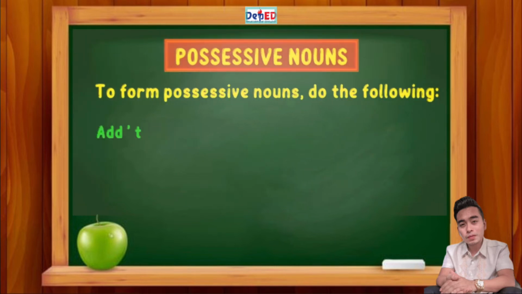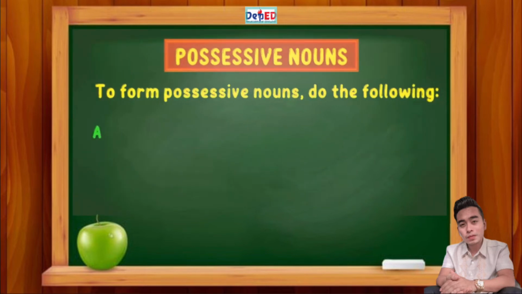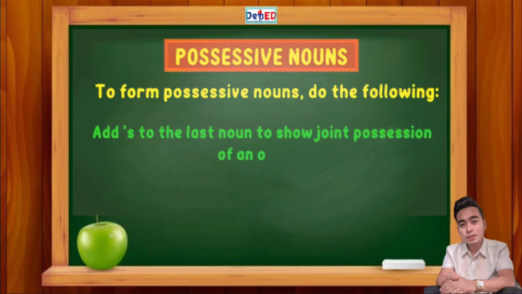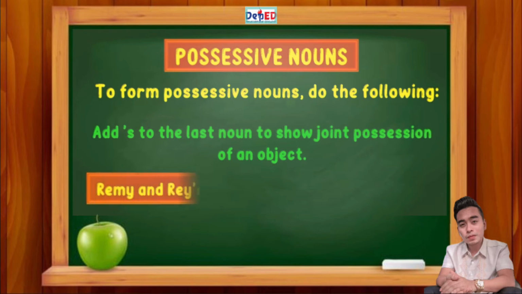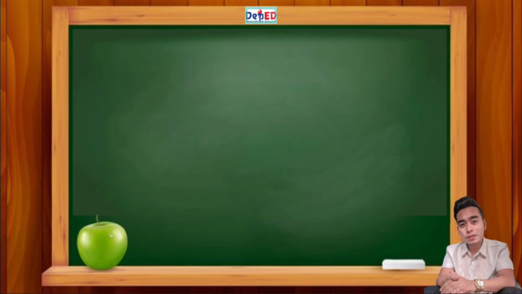Next rule is add apostrophe to the end of plural nouns that end in s. For example, the two girls' toys. Another rule, add apostrophe s to the last noun to show joint possession of an object. For example, Remy and Ray's farm, and Lydia and Carol's car.